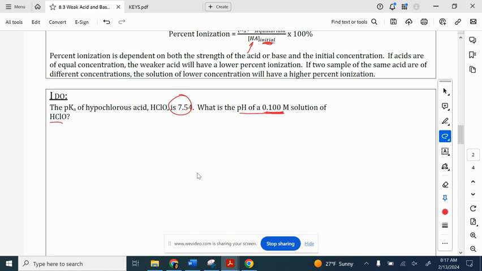All right, first thing we are going to do is take this and get it to a Ka value. So I'm going to go 10 to the negative 7.54, and that is going to equal my Ka value. And when I punch that into my calculator, I get 2.9 times 10 to the negative 8.